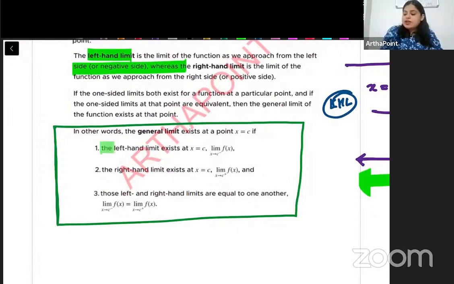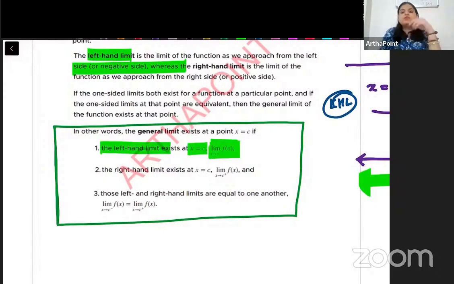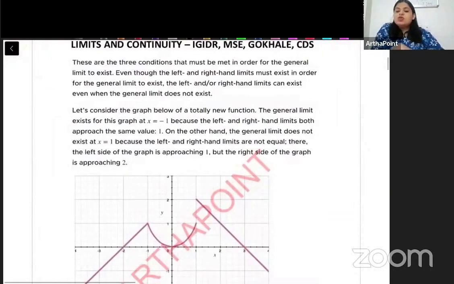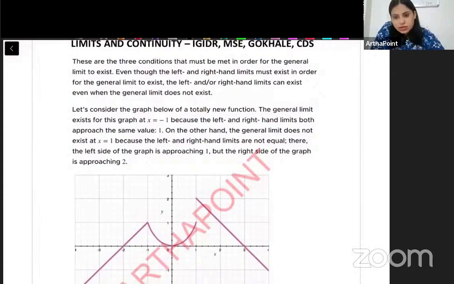But the left hand limit exists when we approach the function from the left hand side. The right hand limit exists when we approach the function from the right hand side. And the general limit exists when what we approach from the left hand side becomes equal to what we approach from the right hand side. Okay. So therefore, we can say that these three conditions have to be satisfied for the general limit to exist.